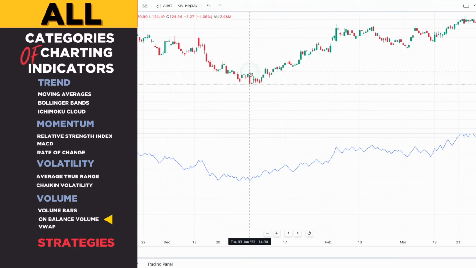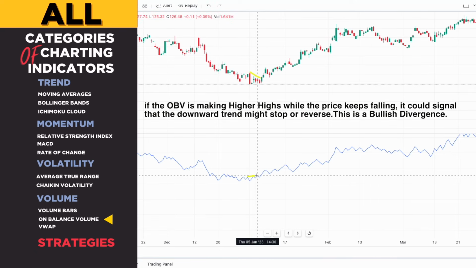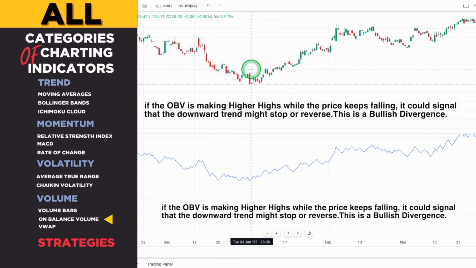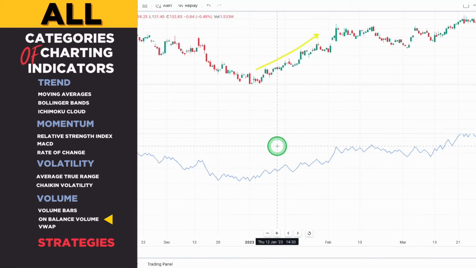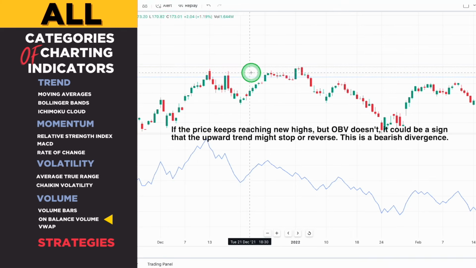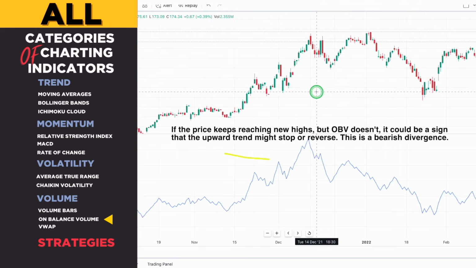So for example, if the OBV value is getting higher and the price keeps falling, that's going to suggest strong buying pressure that may cause a reversal in that downtrend. On the other hand, if the OBV value is going down and the price is increasing, then that could indicate strong selling pressure, which may cause a trigger for a bearish reversal in that uptrend.